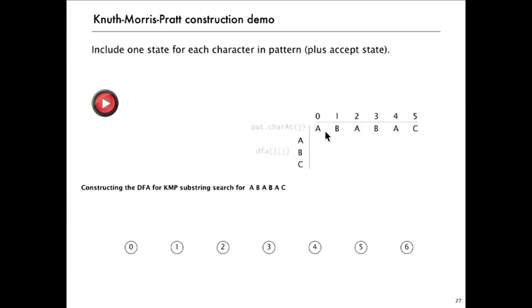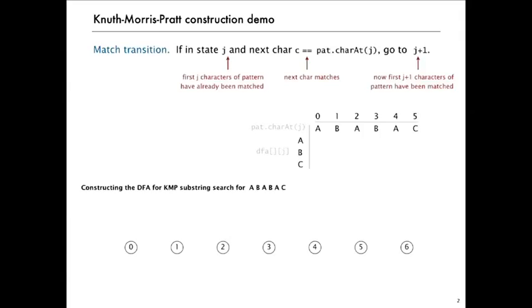So it depends on the pattern. You start out with one state for each character in the pattern, plus an extra accept state. And let's look at what it means to build the thing. So the first thing we do is deal with the match transitions.